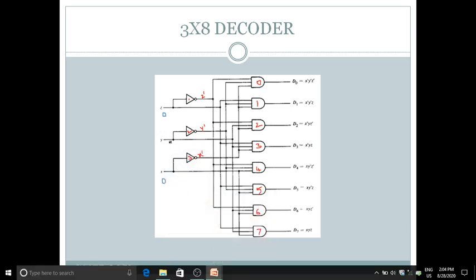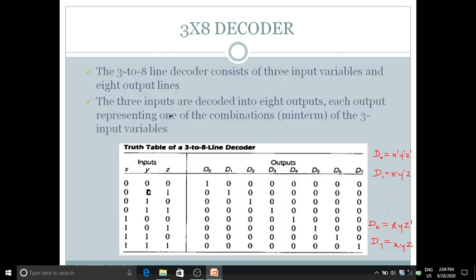We'll apply 0 1 0. 0 1 0 is the code that is applied at the input. So what we know from the truth table is that when we apply 0 1 0 at the input, that is, this combination of bits 0 1 0 is the code to be detected by the 3/8 decoder. And when it detects it, it will make the D2 output line high.